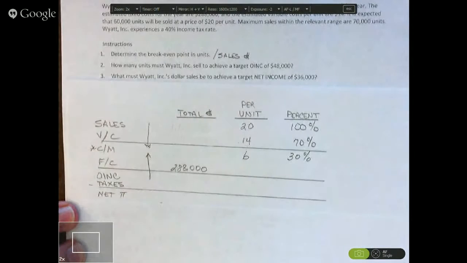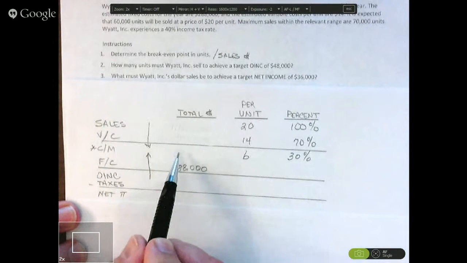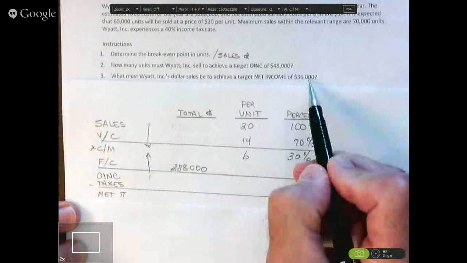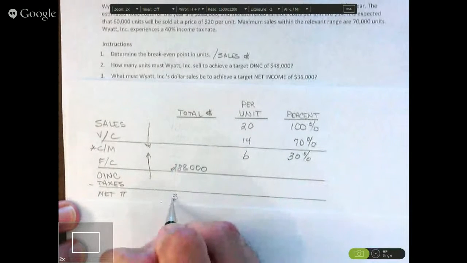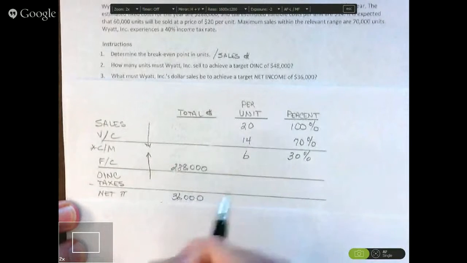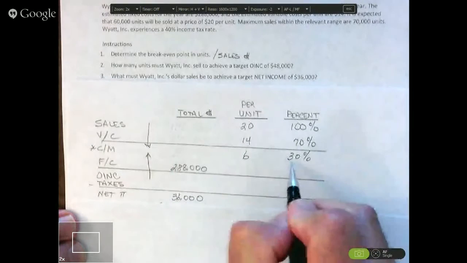The process is the same as we had before. What we want to do is to work toward the target contribution margin that allows us to achieve, in this case, a target income of $36,000. So let's pencil in the target net income of $36,000.